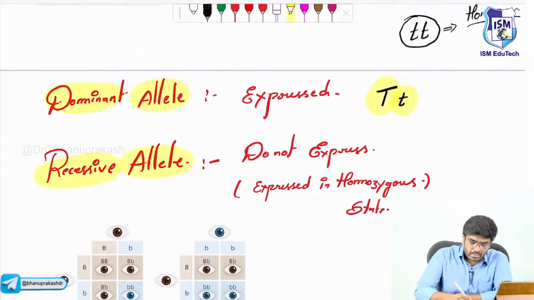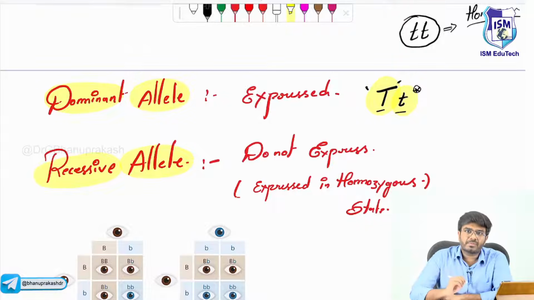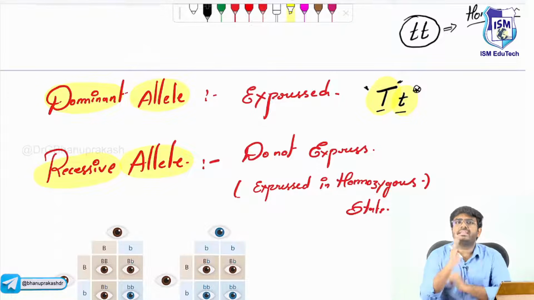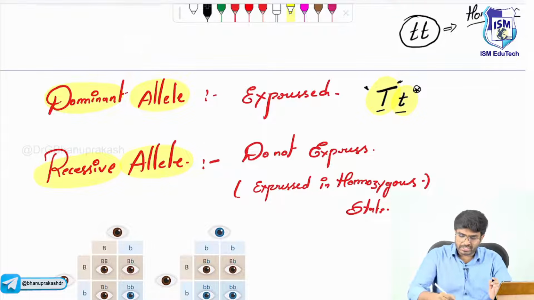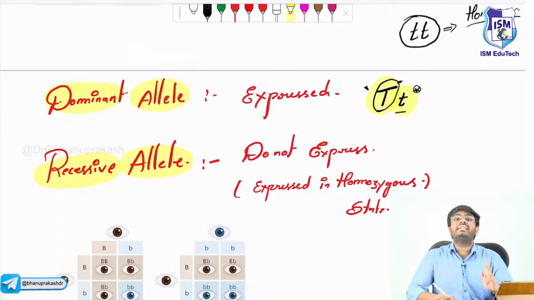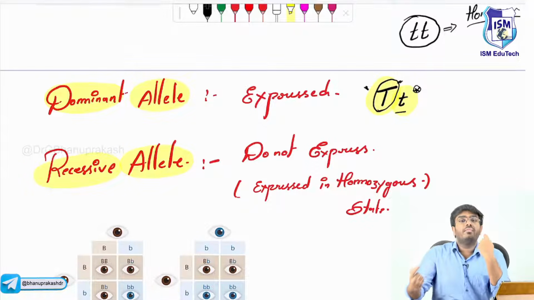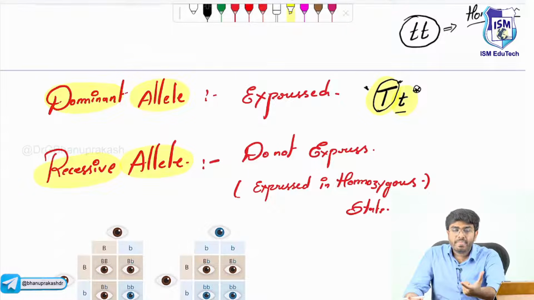Now, in both of them, which is going to be expressed? See, this capital T is going to be expressed. Out of these two, one is coming from the father and the other is coming from the mother, but still only one gene is going to be expressed. I am telling you, this capital T is a dominant gene because it is expressing. So, out of two alleles, the one which is expressed, the one which undergoes transcription, translation, and final expression is called a dominant allele.